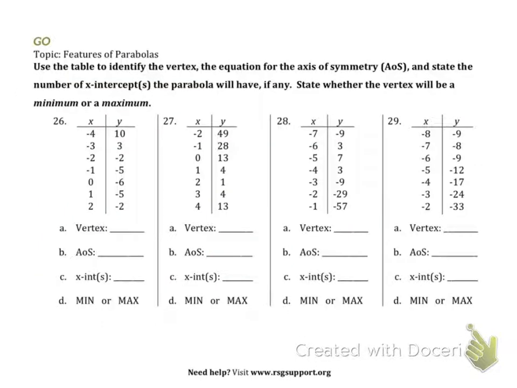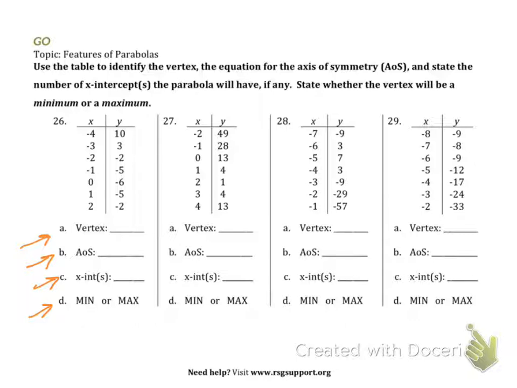For numbers 26 through 29, you are trying to work through identifying different parts of that parabola, different parts of that quadratic function that's happening here. So you're going to identify the vertex, the axis of symmetry, any x-intercepts, minimum or maximum values. Okay. So looking at the table, it tells you everything that you need to know. Remember, the vertex is that point in which the graph changes direction.